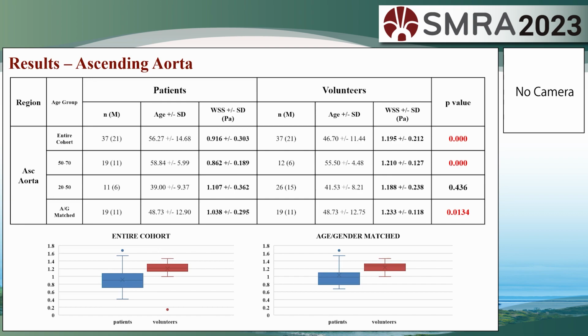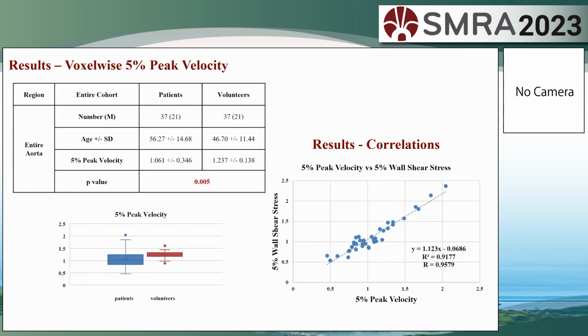However, when we looked at the ascending aorta, the entire cohort of the patients had lower wall shear stress levels compared to the volunteers, and similarly the ages between 50 to 70 and the age and gender matched subgroup also had significantly lower wall shear stress levels compared to the volunteers. For the group of 20 to 50, the patients also had lower wall shear stress results, but the result wasn't significantly different from the volunteers.